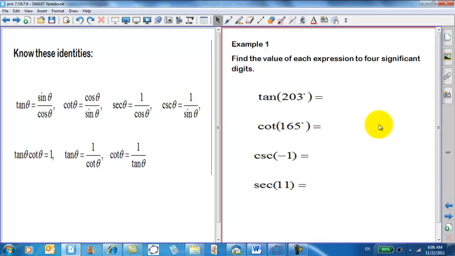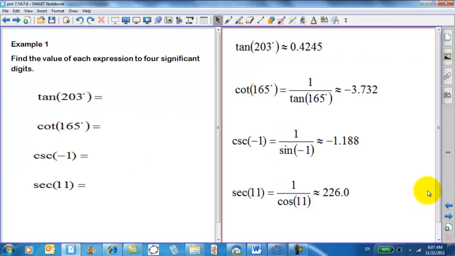Here's example 1. Find the value of each expression to 4 significant digits. It's good to have your calculator out here so you're familiar with where to find these things. The fortunate thing is that the TI-89 does actually have these in its catalog: cot, sec written exactly like that. So even though you only have sine, cosine, and tangent in the middle row on your TI-89, you can get these other ones as well. Did you try them? Here are the answers. Some calculators don't even have these, so you have to write 1 over tangent.